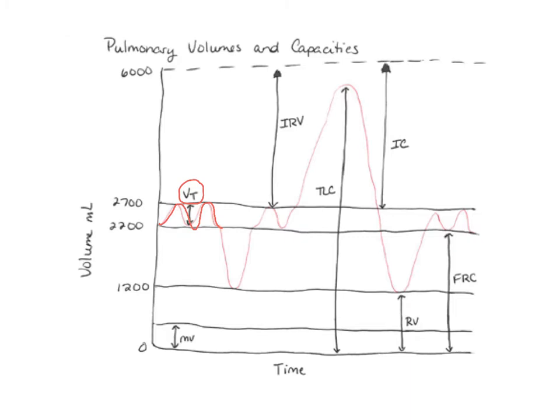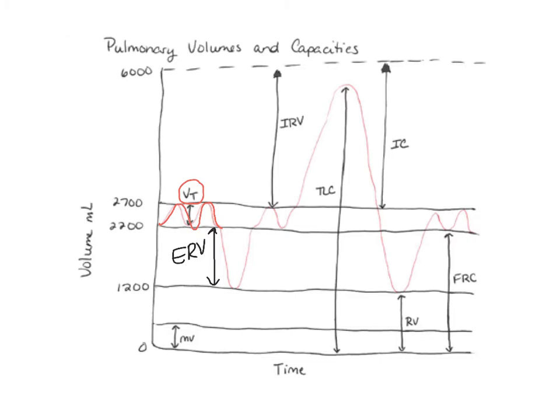Then we have what's called the expiratory reserve volume, and the expiratory reserve volume is from the end of that tidal volume all the way down to the amount of air that can be exhaled forcefully. So this is the expiratory reserve volume. It's the amount of air that you can exhale at the end of a resting tidal volume. How much air can you push out?